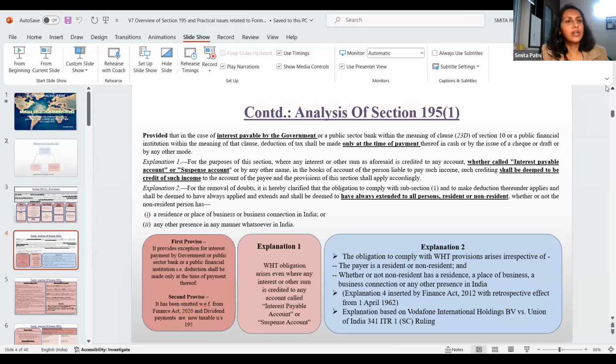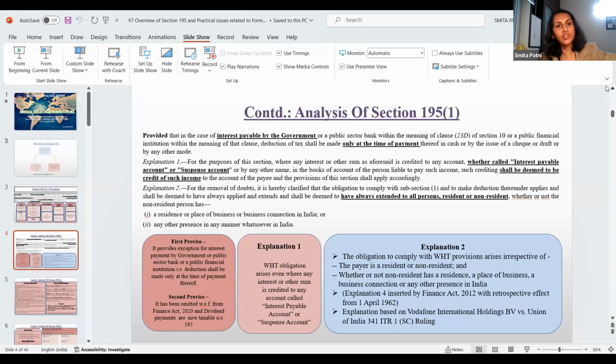Now there are 2 provisos to section 195(1). The first proviso says that interest payable by the government, that is under section 194LD, will always be on the payment mode. The TDS will always be deducted in this case at the time of payment only, and no credit. This is a proviso to the main section. So no credit means that in the case of credit, TDS will not be deducted. Only at the time of payment it will be deducted. There is another proviso which has been deleted now. That was for dividend. So now dividend payments are taxable under section 195.